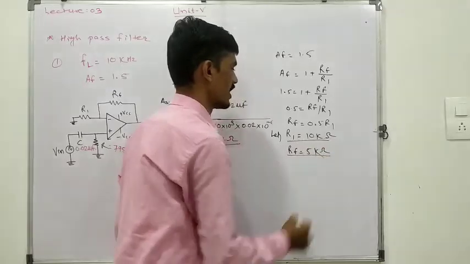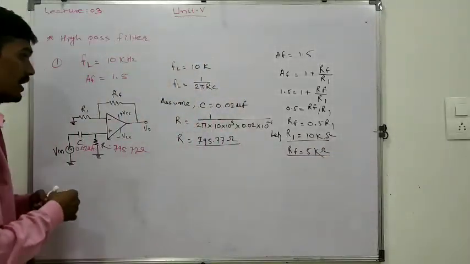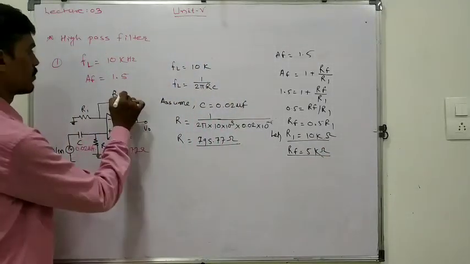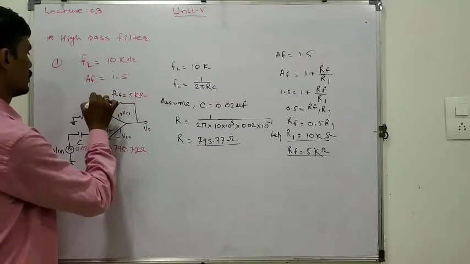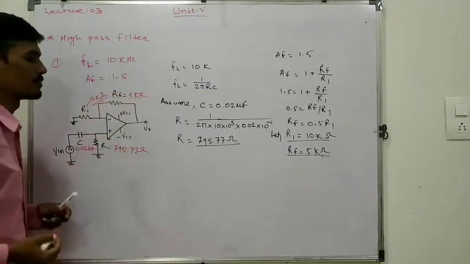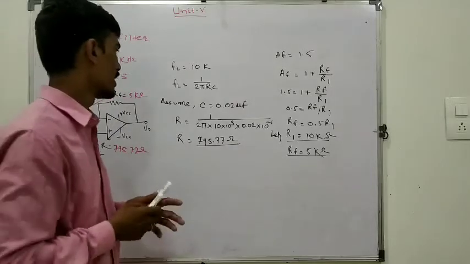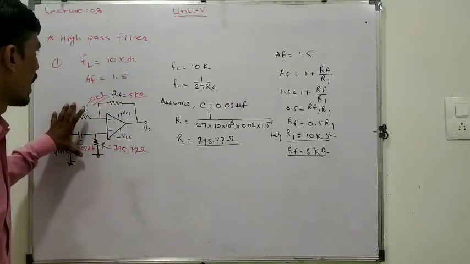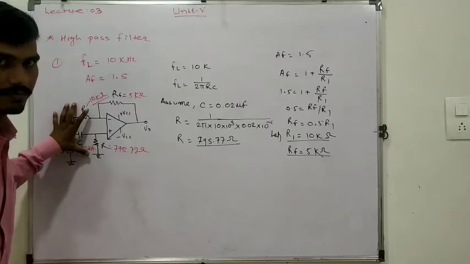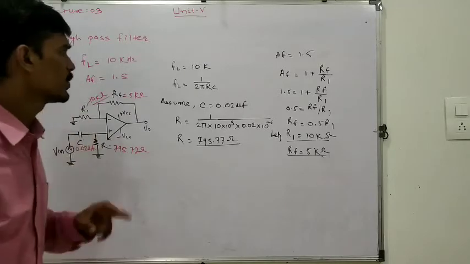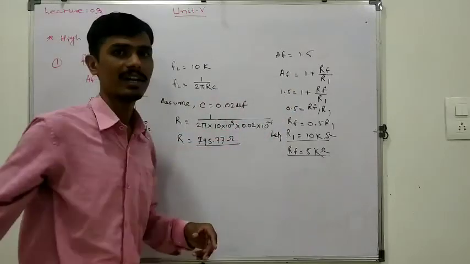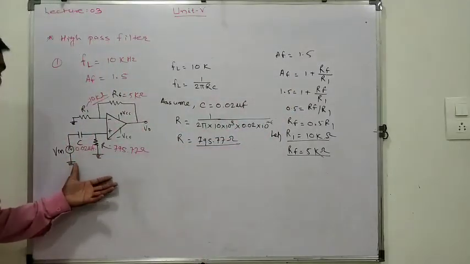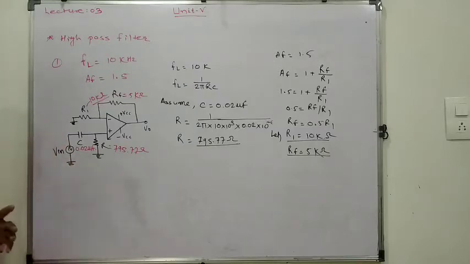So these are the design values of R1 and RF. RF is equal to 5K, and R1 is equal to 10 kilo ohms. So this is all about the design of the first order high pass Butterworth filter. By using two simple formulas, FL and AF, we can easily design the Butterworth filter. Okay, that is the active first order high pass Butterworth filter.